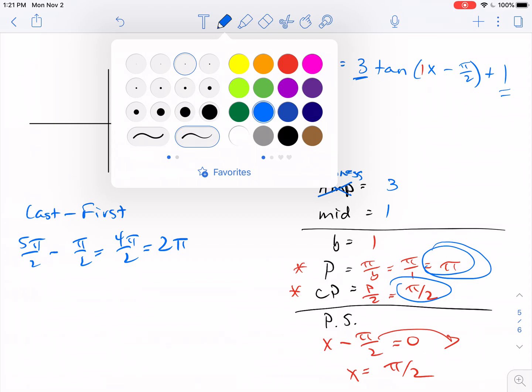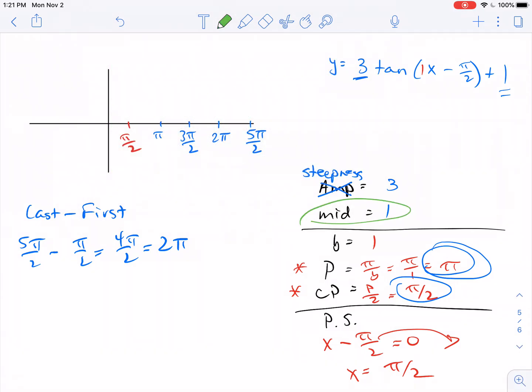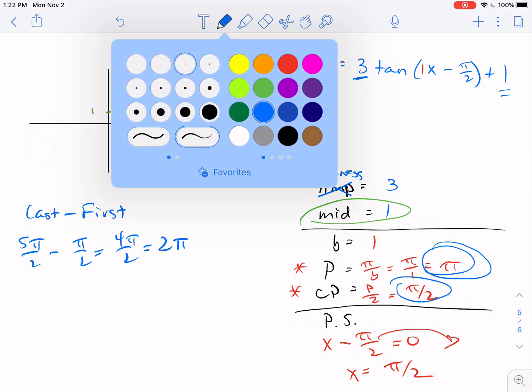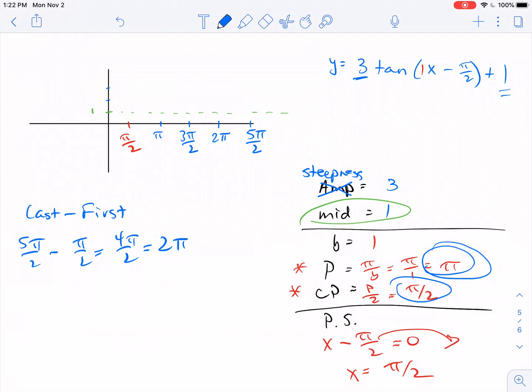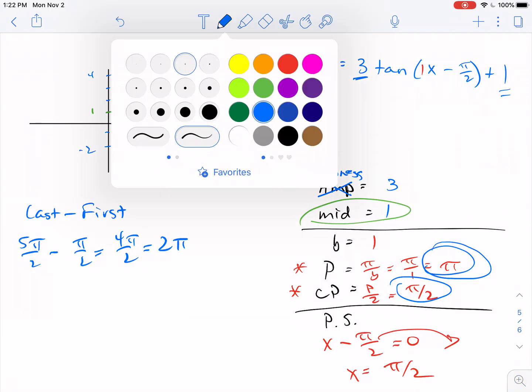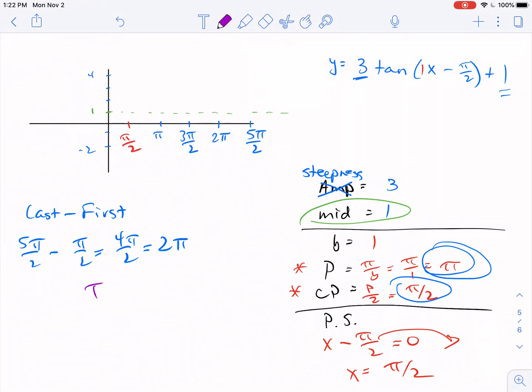Now remember, the midline is up 1, so we'll put it up 1, and this is just to help us locate where the zeros are. And then the steepness, I'm going to show you how we do that. We're going to go up 3 more, which would put us at 4, and down 3 more, which would put us at -2.